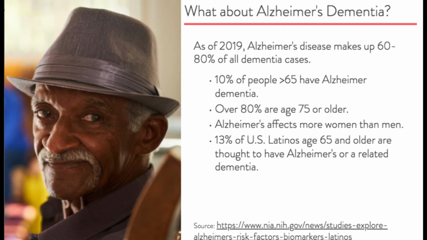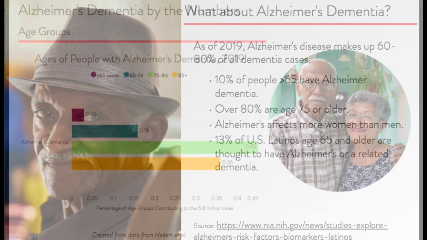Here are the numbers in the U.S. 10% of the population aged 65 and older have Alzheimer's disease. Over 80% are aged 75 and older. Alzheimer's affects more women than men. 13% of Latinos aged 65 and older are thought to have Alzheimer's or a related dementia.